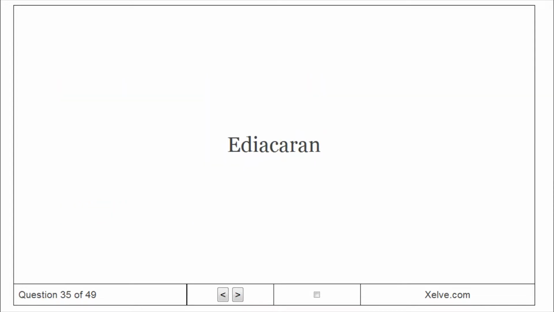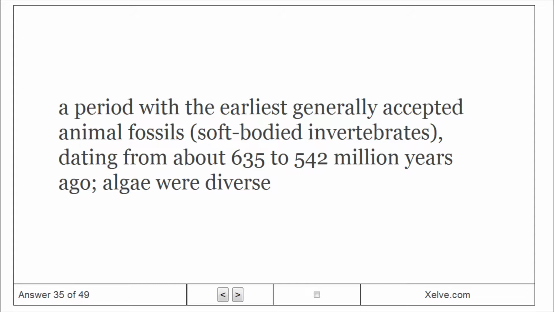Ediacaran. A period with the earliest generally accepted animal fossils, soft-bodied invertebrates, dating from about 635 to 542 million years ago. Algae were diverse.